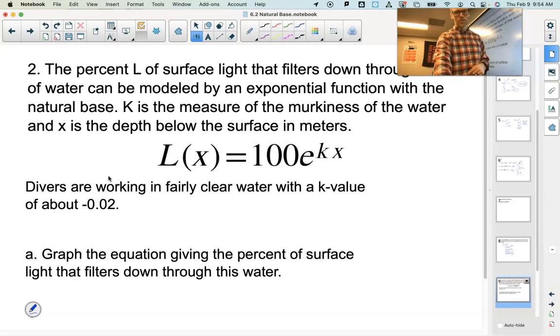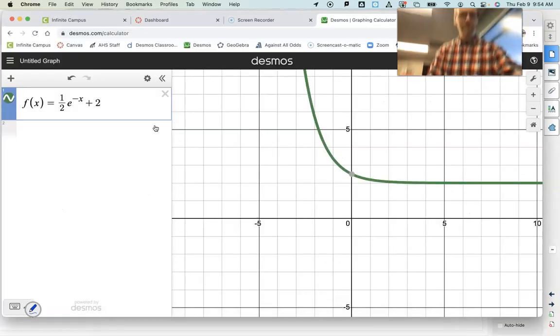So let's say divers are working in fairly clear water. The k value is about negative 0.02. And why does it make sense that the k is negative? Because the deeper we go, the less light we have. This is decay. Let's graph this equation just to see what it looks like.